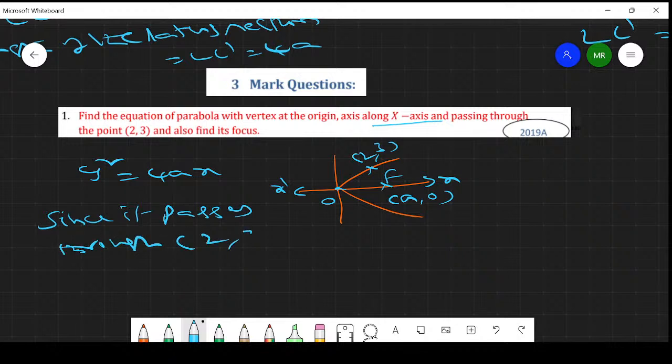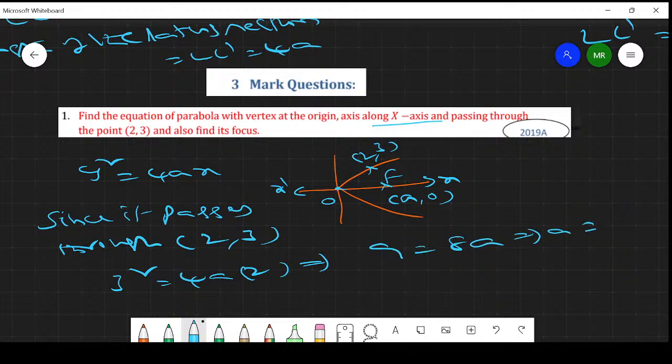Since it passes through (2, 3), substitute 2, 3 in this. If you substitute 2, 3, you will get 3 square equal to 4a into 2. Because I am substituting the x value: y square means 3 square, 4a into x means 2. The point is (2, 3). You will now get 9 is equal to 8a.